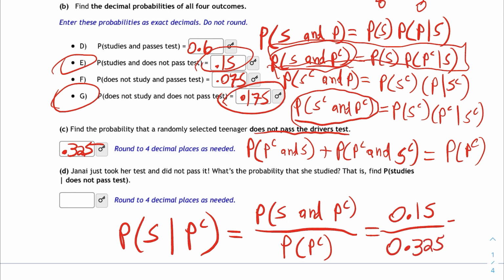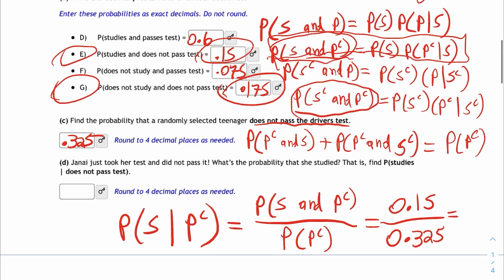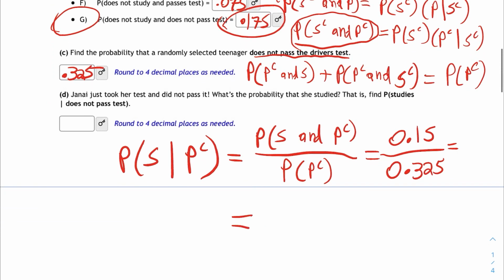And when we find that quotient, we get the answer for this to be 0.4615. And that is the final answer here. So the Bayesian probability here, the inverted probability, is 46.15%.